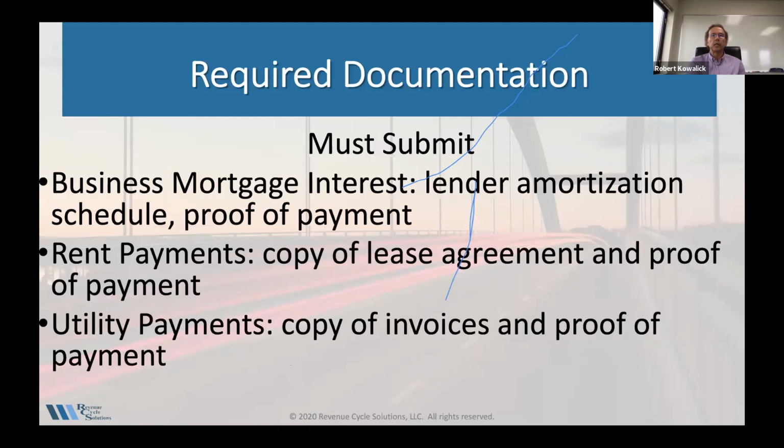You also have to submit proof of your business mortgage interest payments if you have that. So that would include any kind of amortization schedules that exist in that mortgage, along with the proof of payment. If you're renting, you will have to submit a copy of your lease and also proof of payment, and you'll have to submit your actual invoices for utility costs and proof of payment of those things.